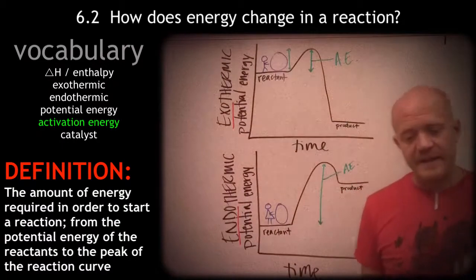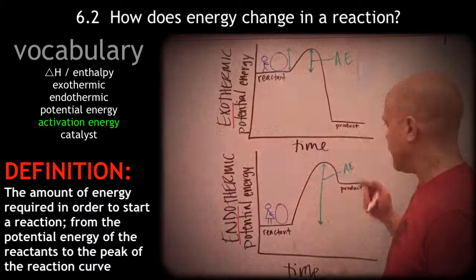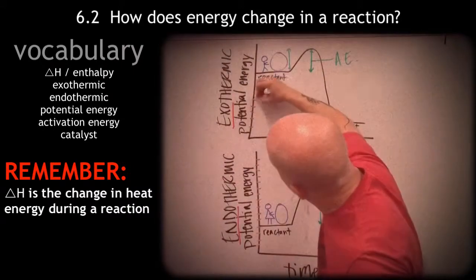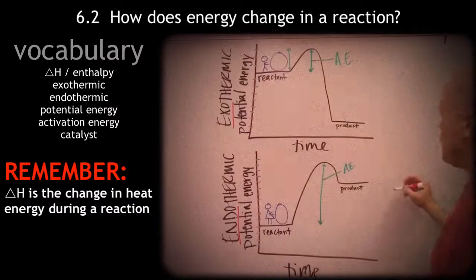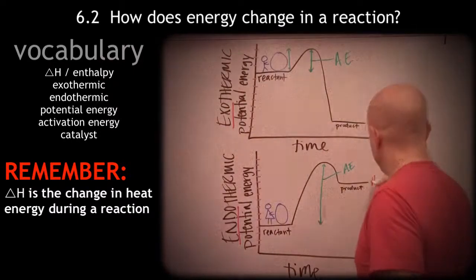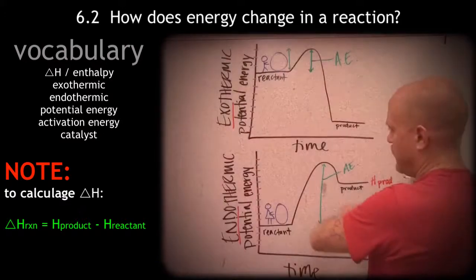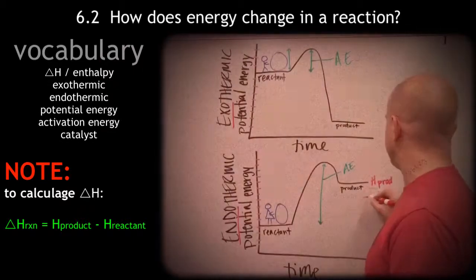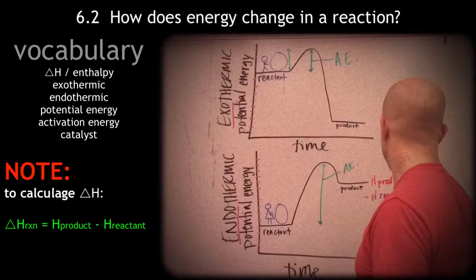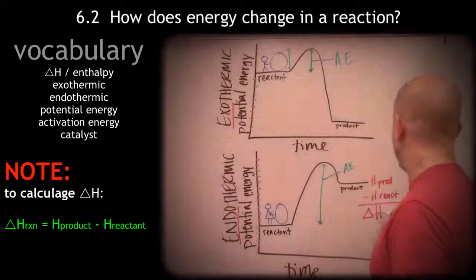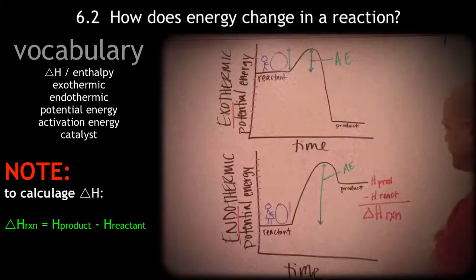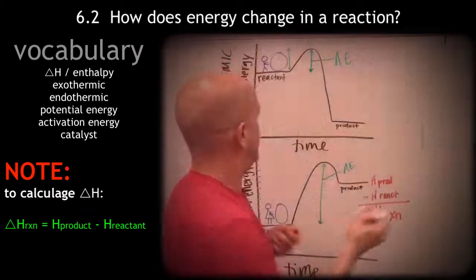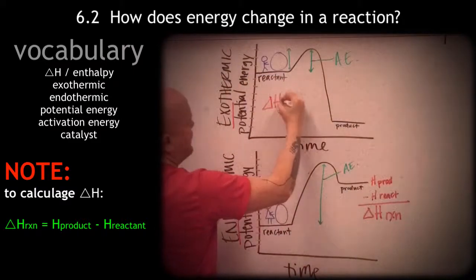One other thing that you need to know is how to calculate the delta H. If you're given a problem like this and you're given numbers on the side, you have an axis or whatnot, you're going to take the H of the product, in other words, the energy of the product, and you're going to subtract the energy of the reactant. And that is considered the delta H of the reaction. And sometimes you'll see reaction abbreviated RXN.